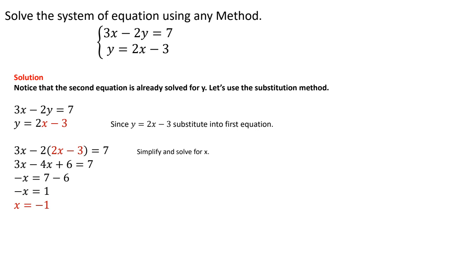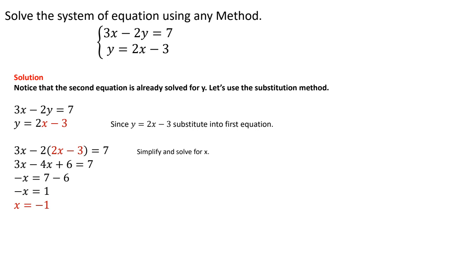Combine my like terms. 3x minus 4x is a negative x. Subtract the 6 on both sides. I have negative x equals 1. So I want to solve for x. So I don't want negative x. So I'm going to multiply by negative 1 on both sides. This is going to give me x is equal to negative 1.